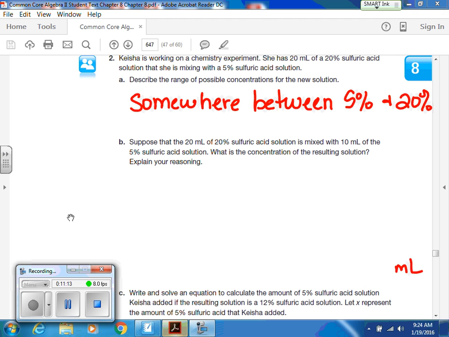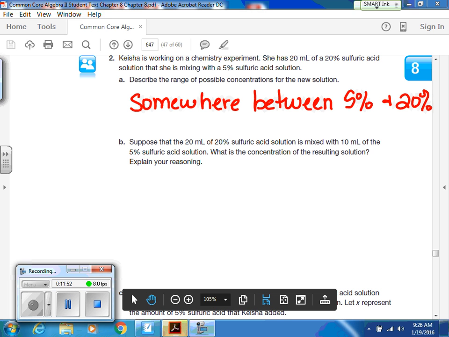Suppose that 20 milliliters of 20% sulfuric acid solution is mixed with 10 milliliters of the 5% sulfuric acid solution. What is the concentration of the resulting solution, and explain your reasoning? Before we can do this, we need to know how much actual sulfuric acid we have. I'll give you a second to do some percents and find 20% of the 20 milliliters and 5% of the 10 milliliters. Figure that out first.